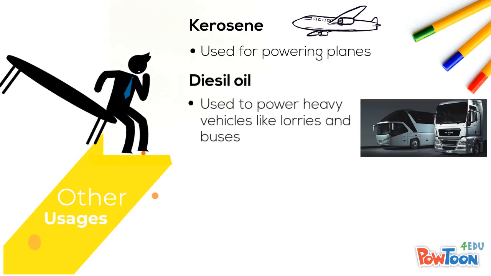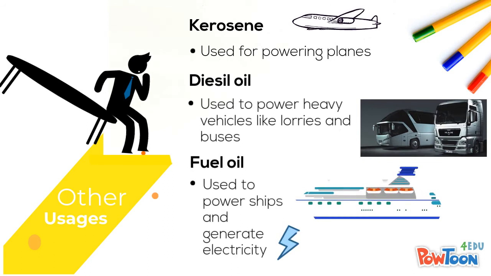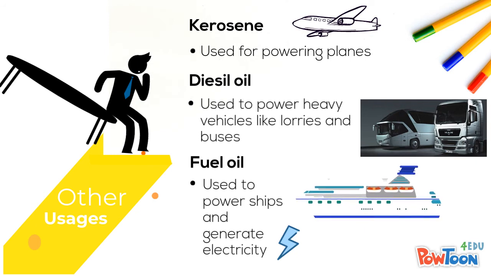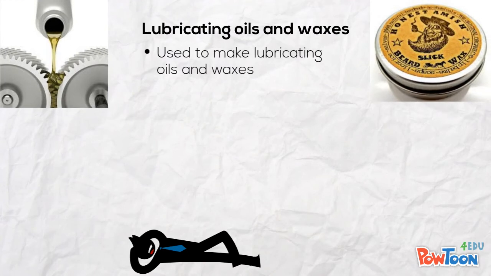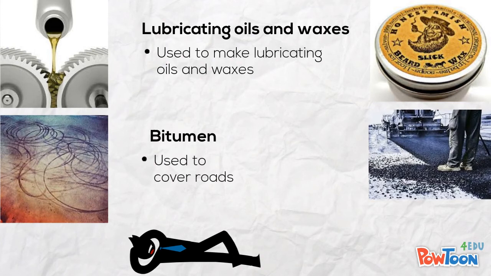Diesel oil is used to fuel heavy vehicles like lorries and buses. Fuel oil is used to power ships and burnt to generate electricity. Lubricating oils and waxes are used to make lubricating oils and candles, and something like Vaseline to lubricate stuff. While bitumen is used as a material to cover roads because of its rigidness.